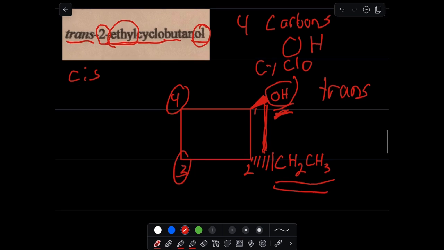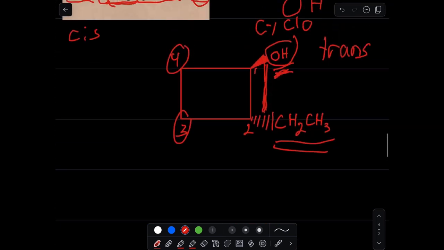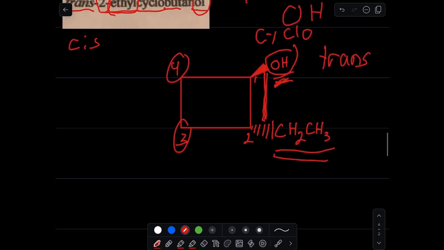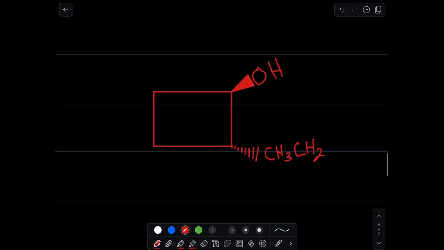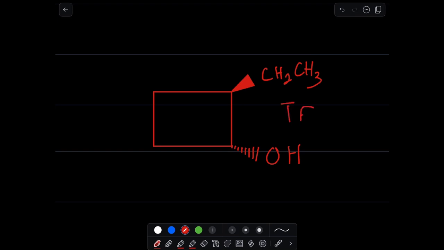And just to show you how you can do this both ways, you can see up here we have the OH like this. And we could have easily done it like this as well. So I could have put the ethyl group here, and I could have put the OH here, and that's still a trans because it's on the opposite side.